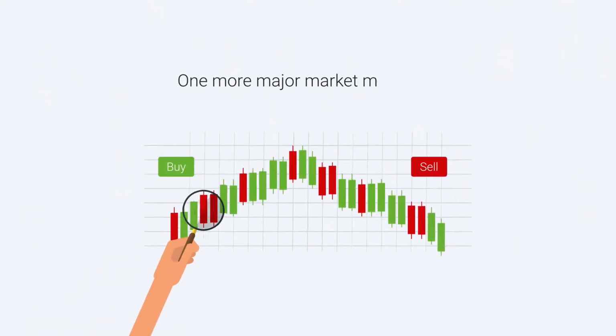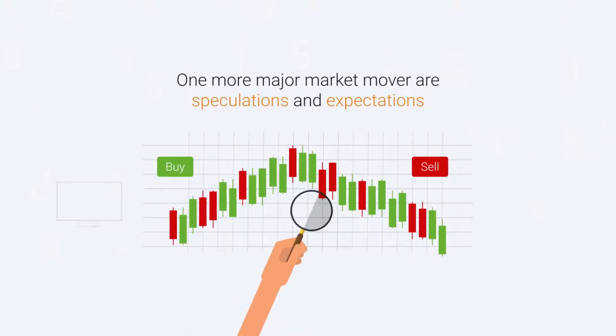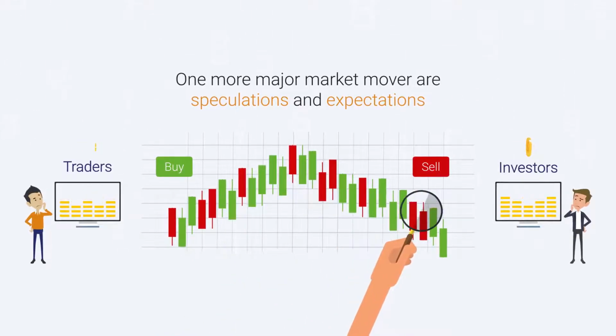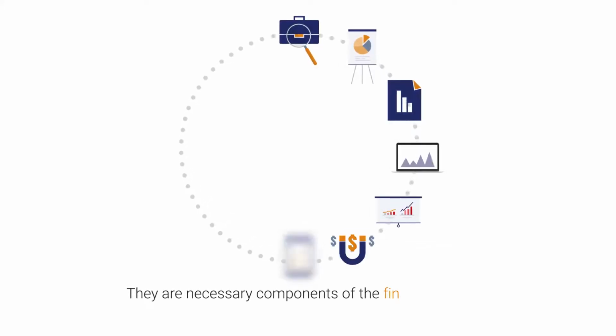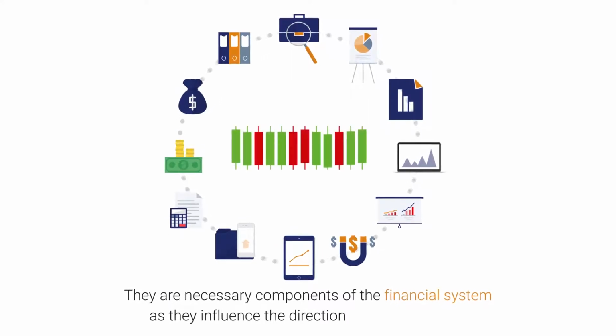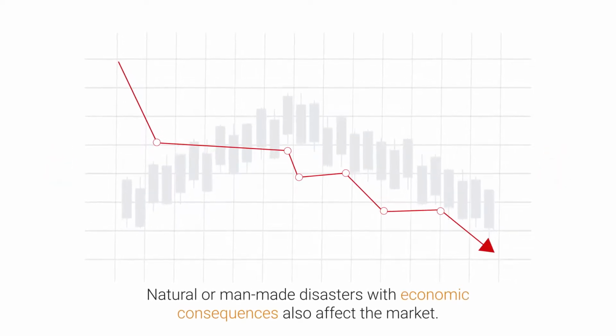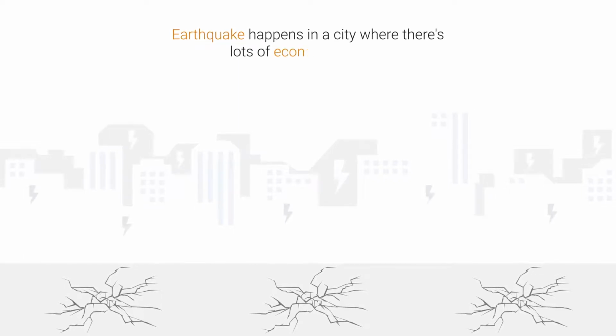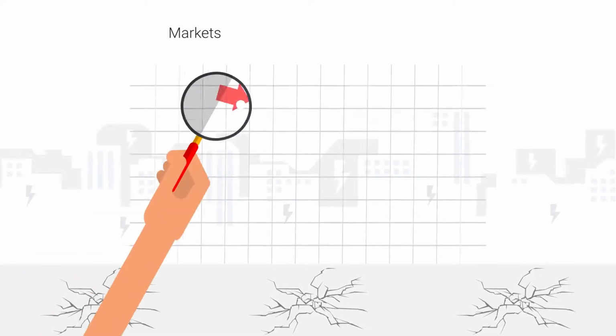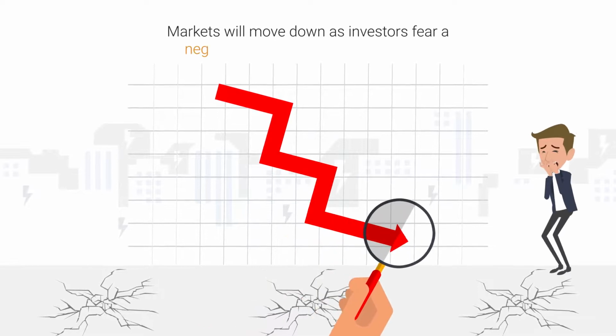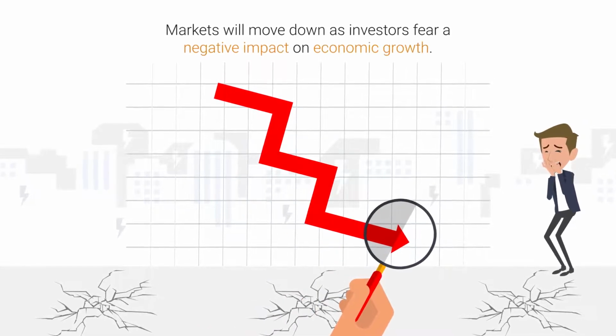One more major market mover are speculations and expectations of traders and investors. They are necessary components of the financial system as they influence the direction of a market trend. Natural or man-made disasters with economic consequences also affect the market. Let's say an earthquake happens in a city where there's lots of economic activity. Markets will move down as investors fear a negative impact on economic growth.